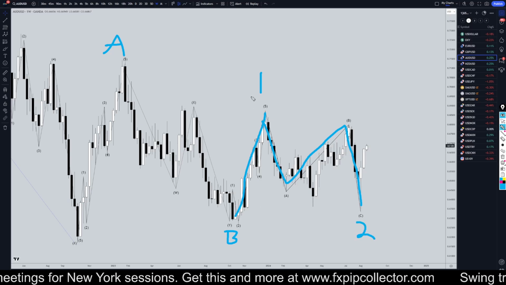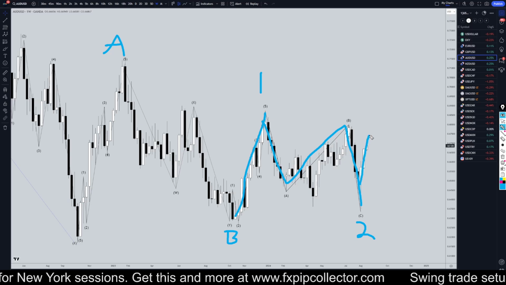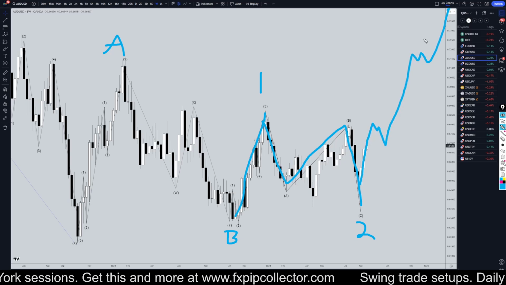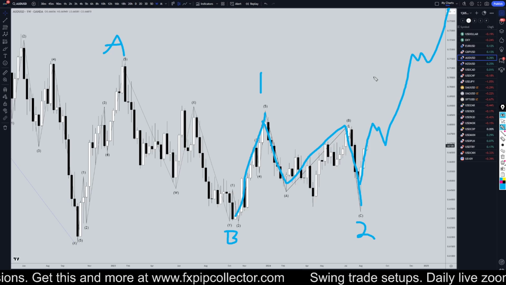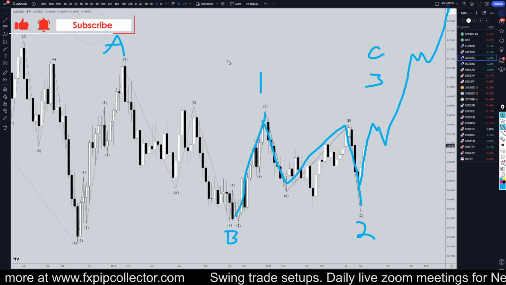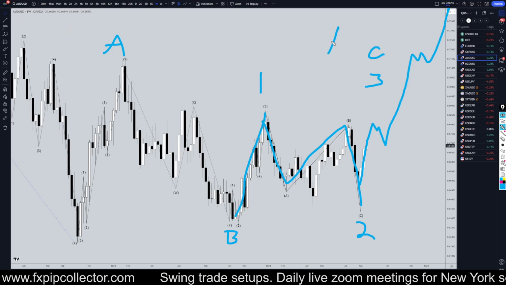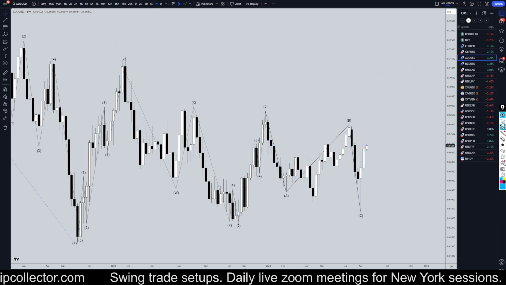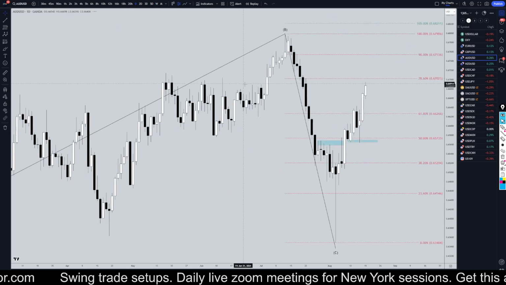So this is a 1 of C, a 2 of C, and I think we are now in that wave C of C, and I think that it will continue to make those higher highs, higher lows, part of this wave 3 of the wave C, which is an ABC of wave Y that I was showing you on the monthly time frame. So taking it down to the daily time frame.